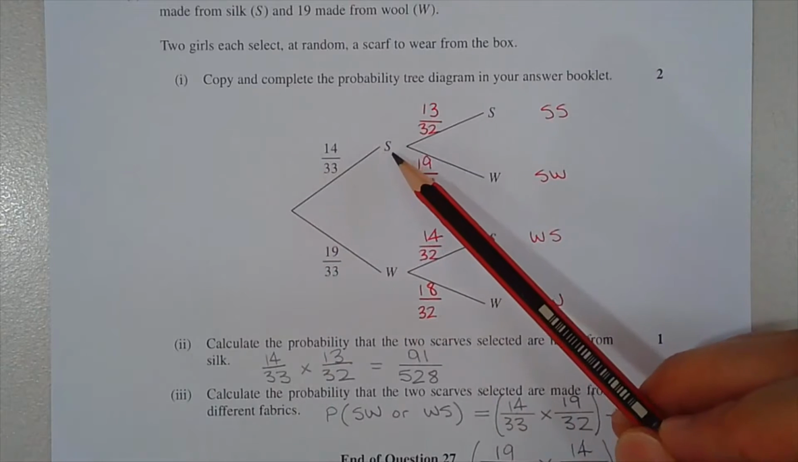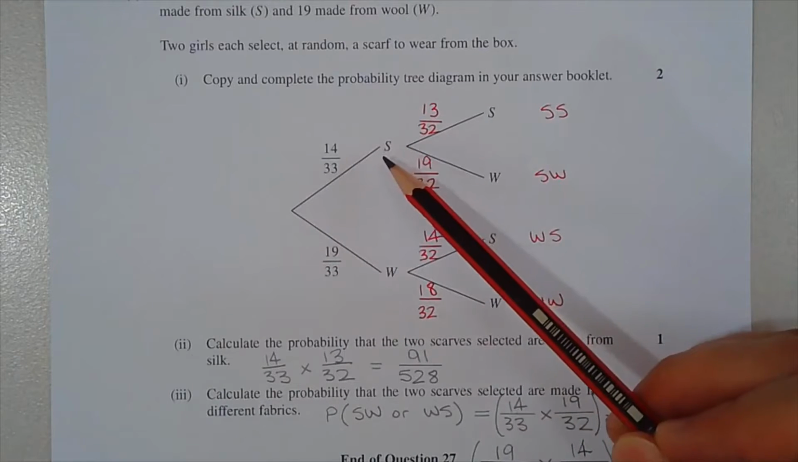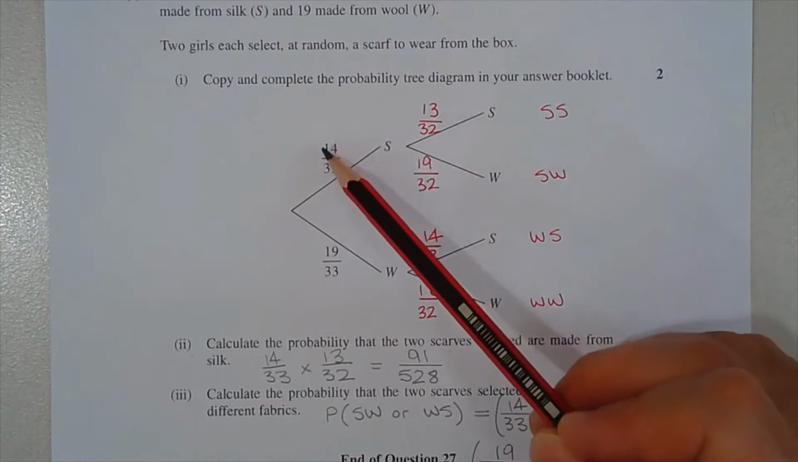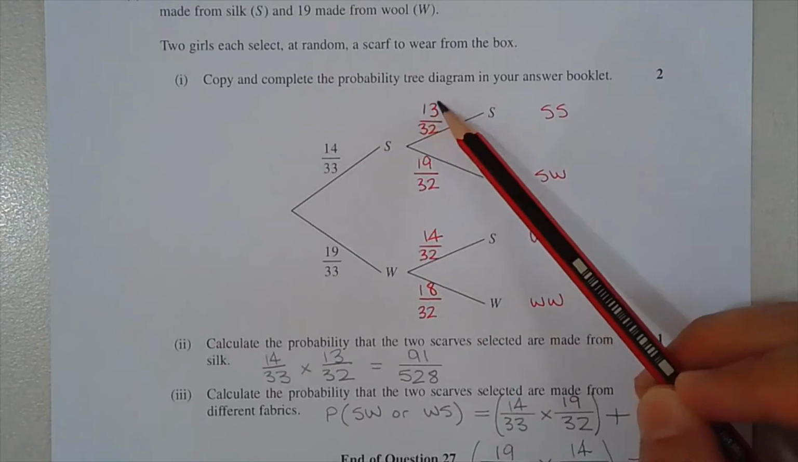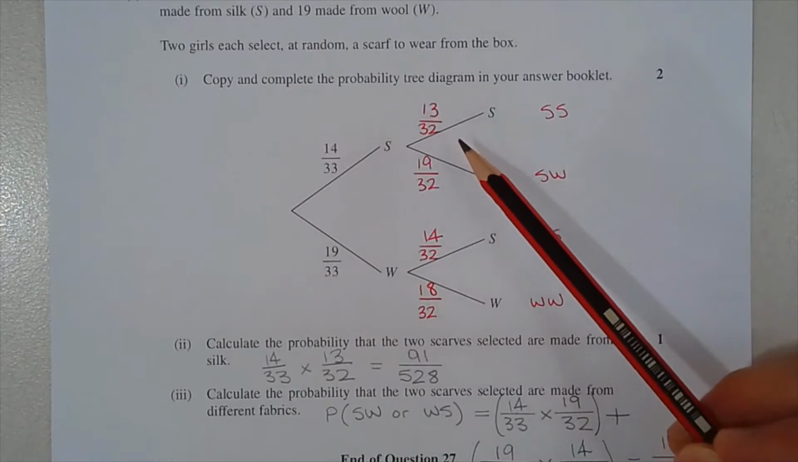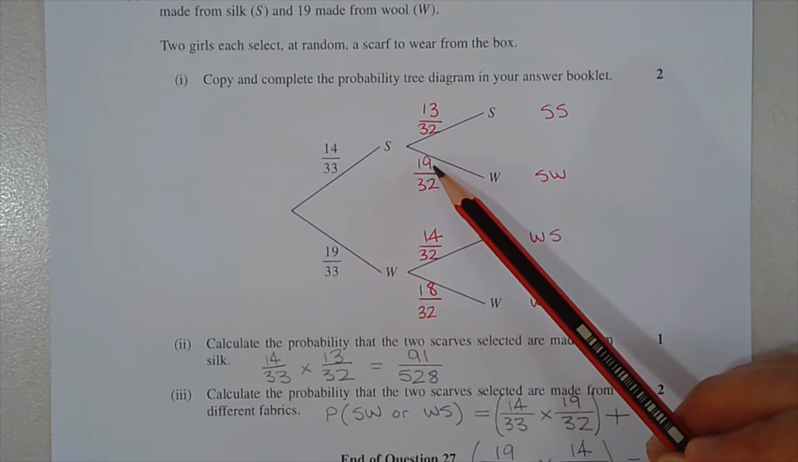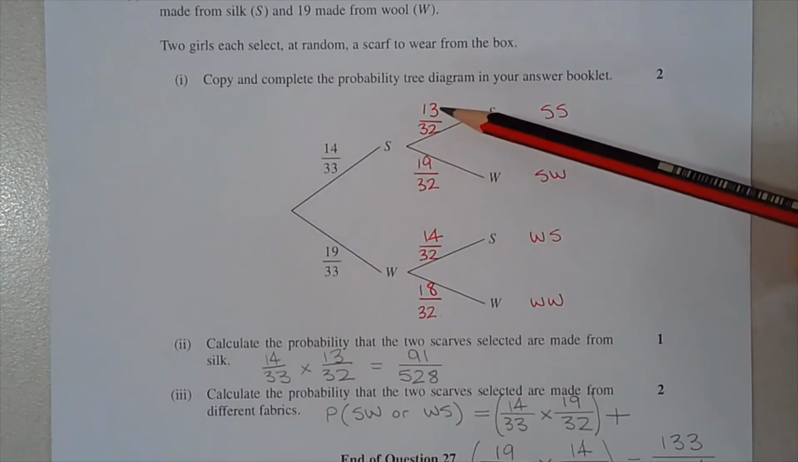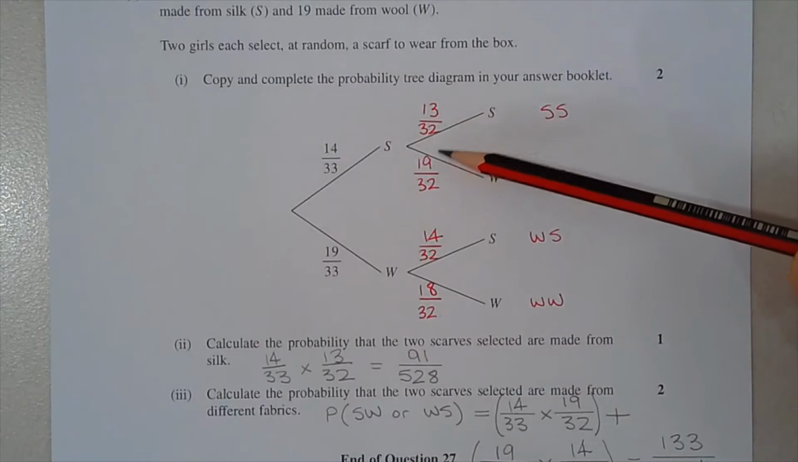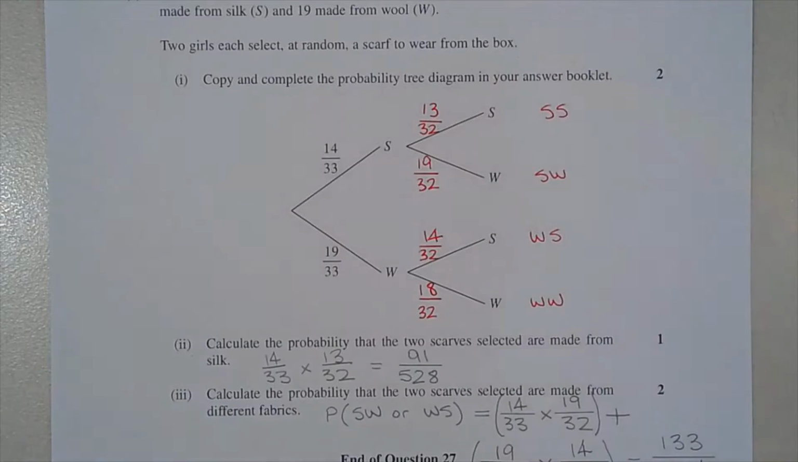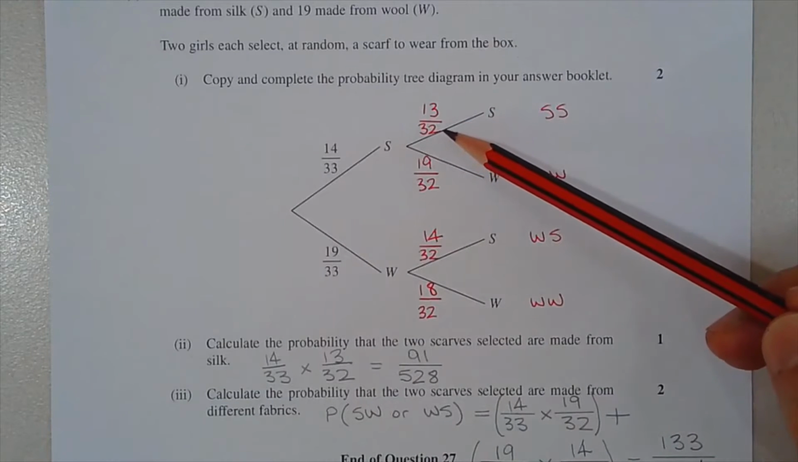So let's say a silk scarf was chosen first. So we're starting off with 14 silk scarves. That leaves 13 left to choose from. And 19 wool scarves still remain in the box. And another check is that if you add 13 and 19 together, it should equal 32, because the 32 represents the number of scarves that are left in the box.